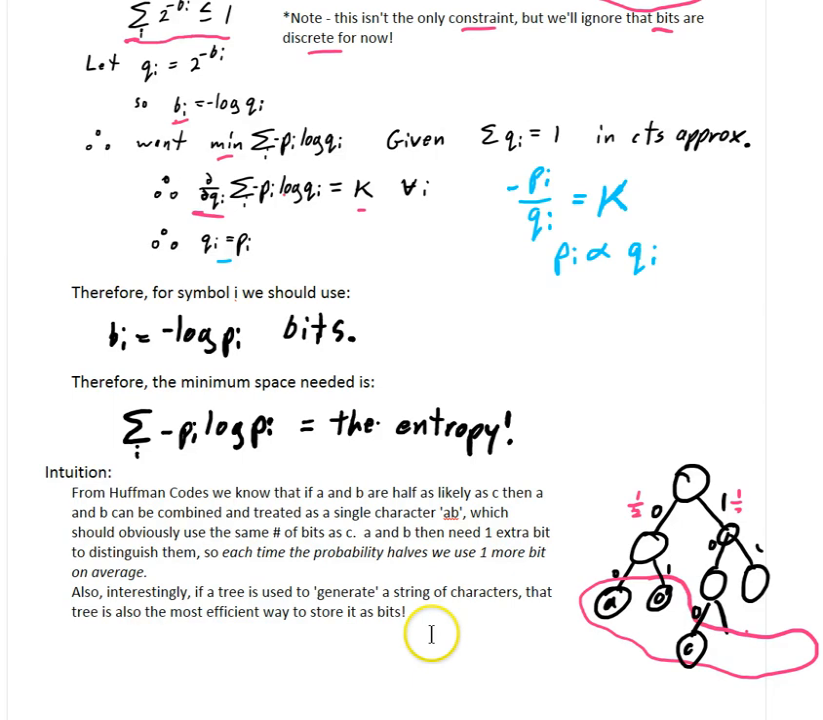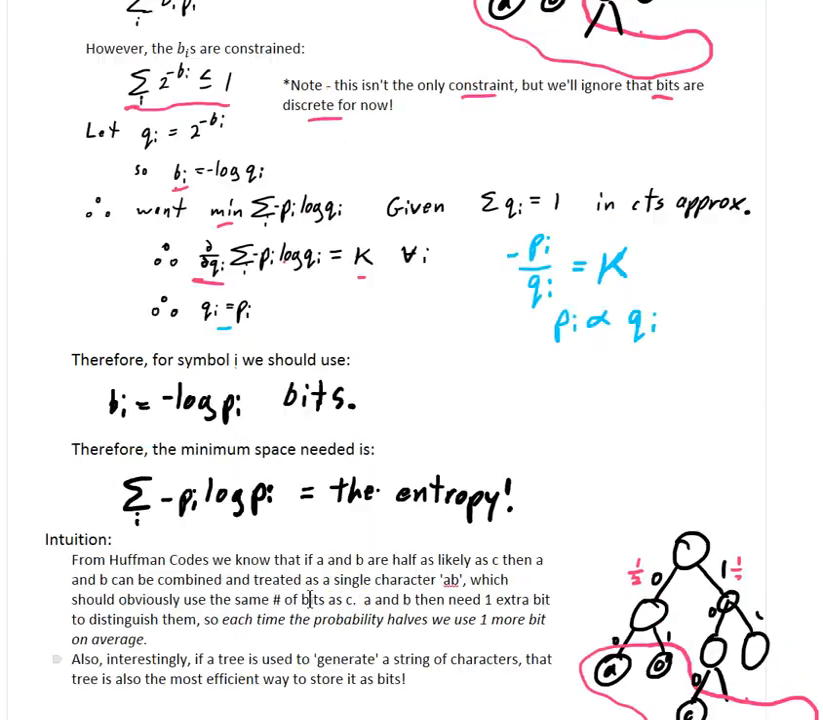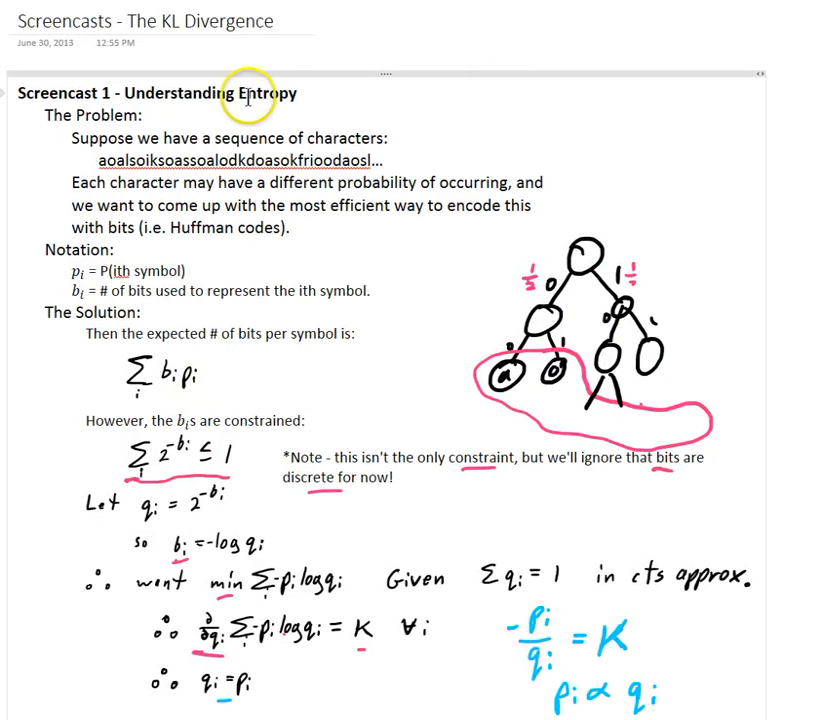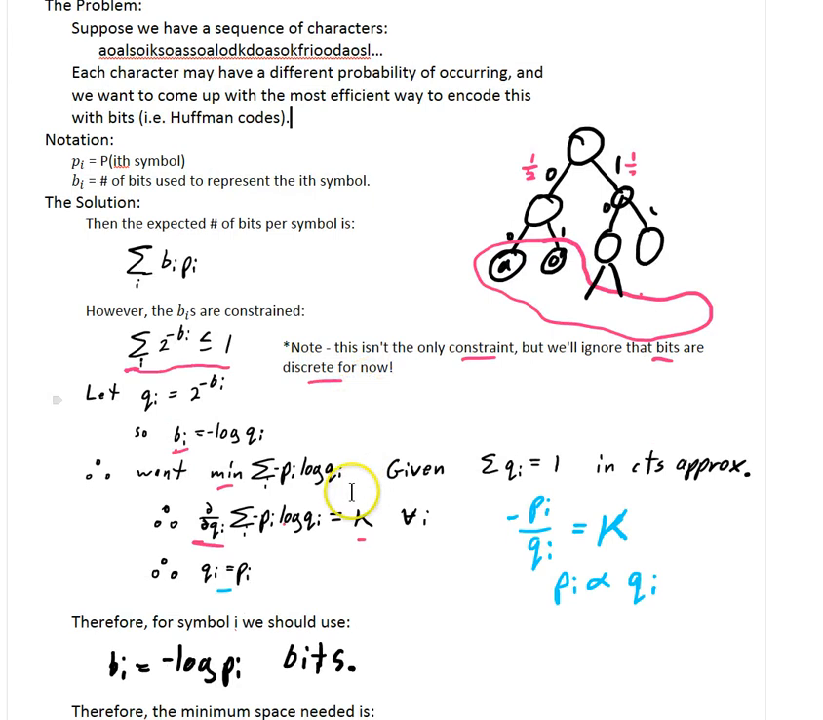So, entropy is the important thing to understand underlying the KL divergence, which we'll go over in the next screencast. And in fact, for the KL divergence, we'll be looking at how different this is going to be from the minimum when Qi is not equal to Pi.